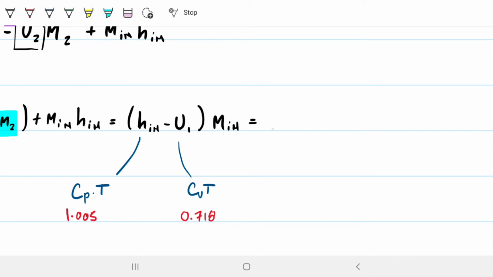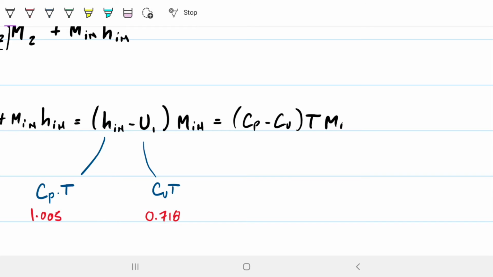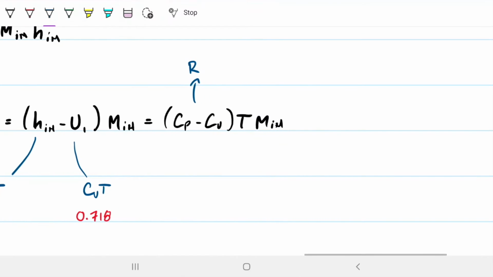So I can rewrite this once again as Cp minus Cv. The temperature is the same for both, so temperature, mass in. Yeah, and now we have everything we need. This is the same thing as R. You can do it for yourselves. You can just take this guy, subtract this one. You're going to get 0.287, the same R that we used in the beginning.